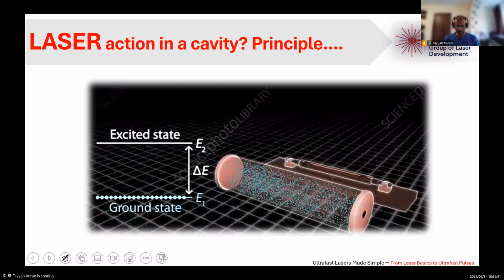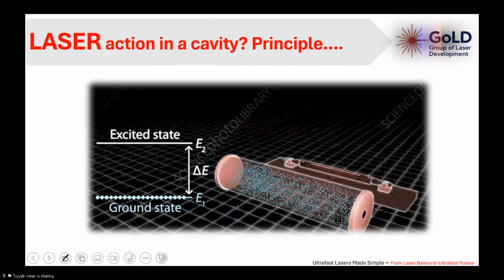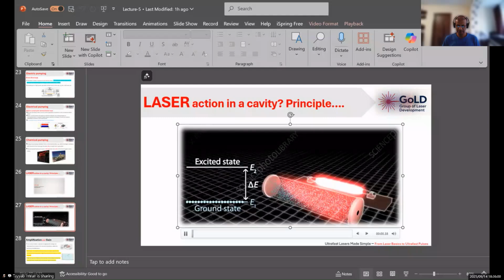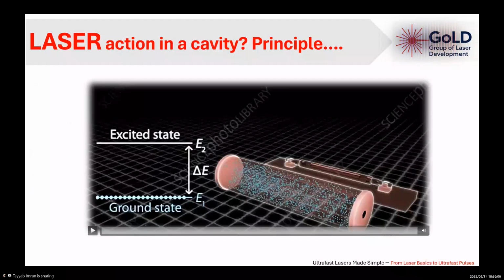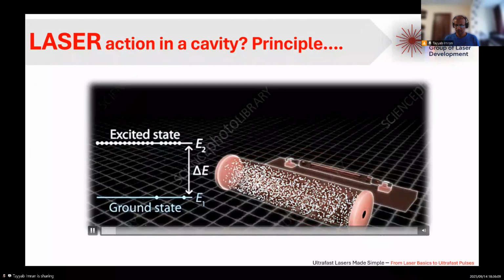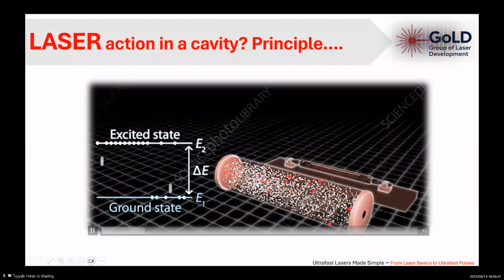If we just start like this here, you can see like this. So this is a flash lamp here. Okay, when it shined on it, you can see these red photons.